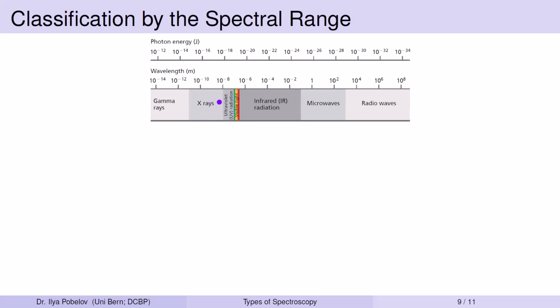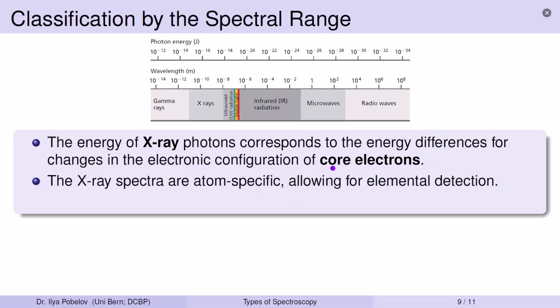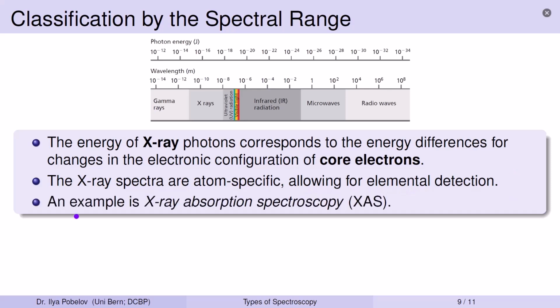A somewhat less energetic form of electromagnetic radiation is known as X-rays. The energy of X-ray photons corresponds to the energy differences for changes in the electronic configuration of the innermost electrons of an atom, known as core electrons. The spectra obtained using X-rays are atom-specific, allowing for elemental detection. An example of a spectroscopic technique operating in this range is X-ray absorption spectroscopy.